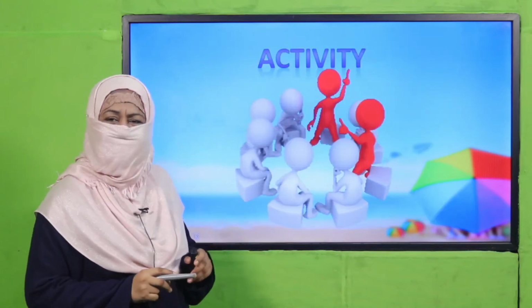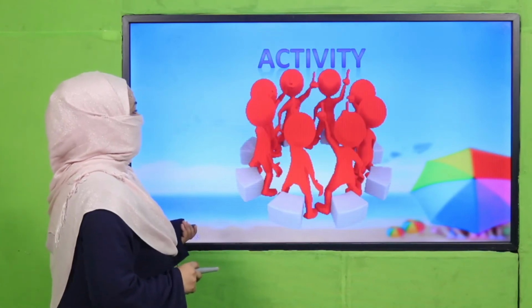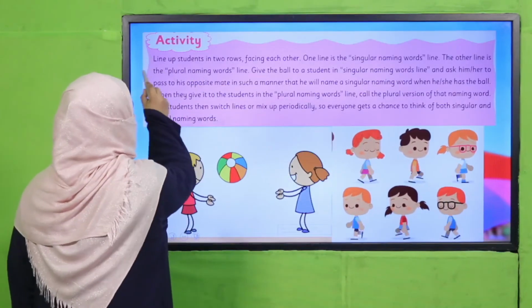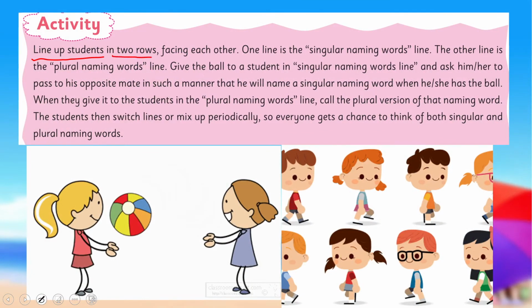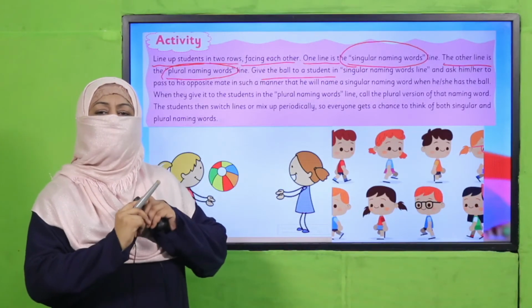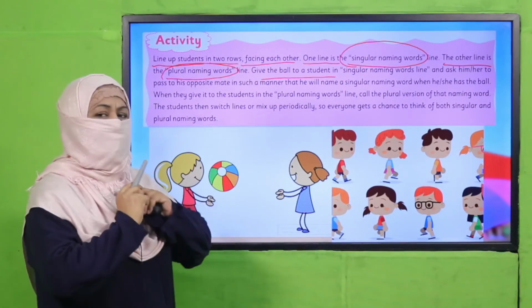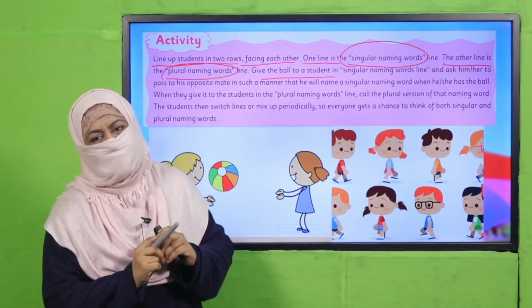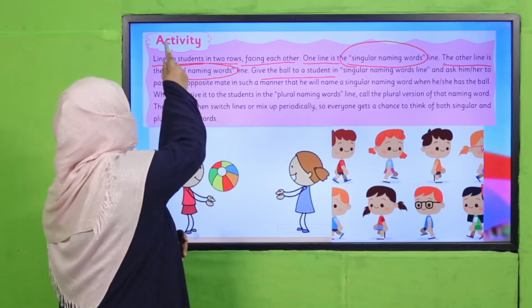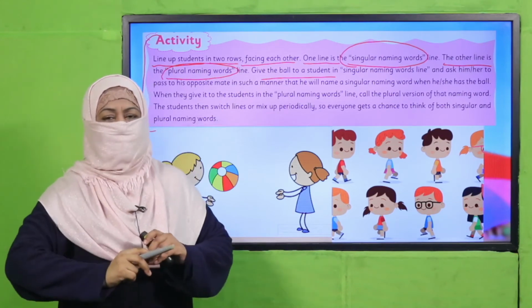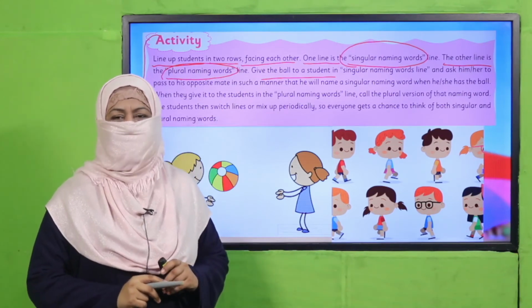So let's practice it through an activity. How are we going to do it? This is what the activity is. Your teacher will line you up in two rows facing each other. One line is singular naming words and the other line is plural naming words. Your teacher will give you a ball and you will keep passing the ball. One will say a singular naming word, and to the other student you are going to throw the ball, and the other student will say the plural of the same naming word. The details of this activity are there in your book as well. So pause the video, enjoy this activity and then come back.